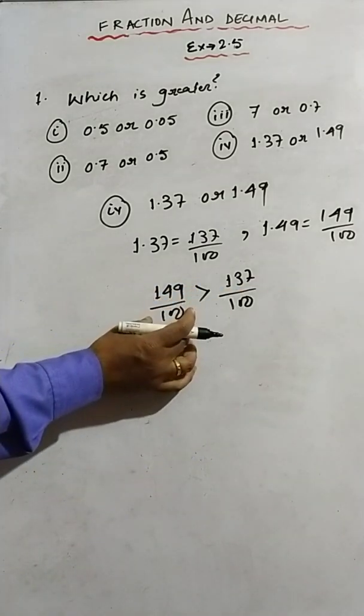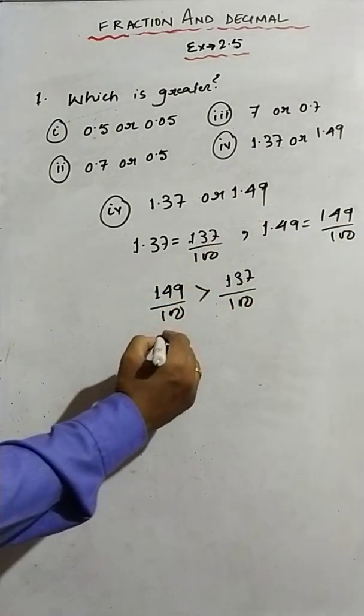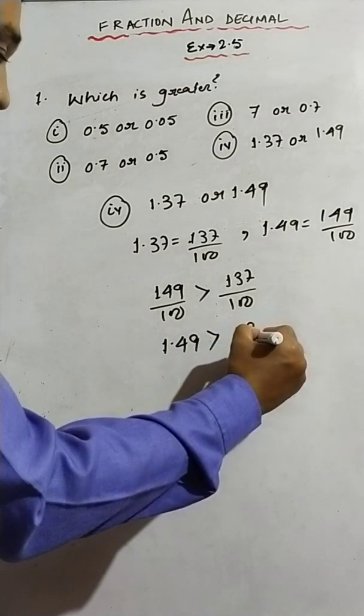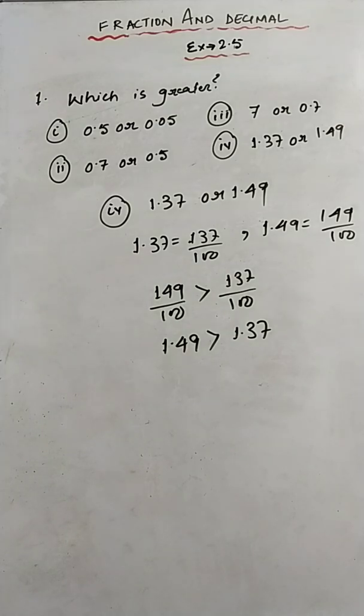Now 149 by 100 we are getting from which decimal form? Yes, 1.49 is greater than 1.37. So this is the solution of sum number 4, and sum number 5 and 6 would be your homework.